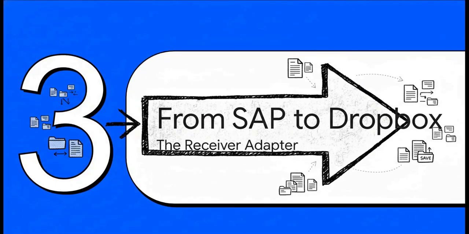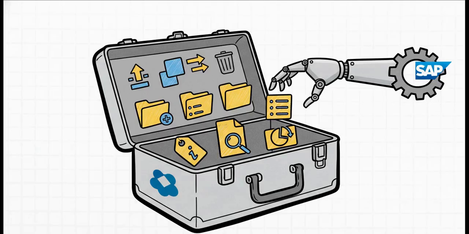All right, so we've covered how to get files from Dropbox. Now let's flip that coin and look at the receiver adapter. This is all about taking action inside of Dropbox, with SAP calling the shots. And this is where you see that the receiver side is way more than just a simple file drop. It's like having a full toolbox for managing your Dropbox space, all controlled from SAP.